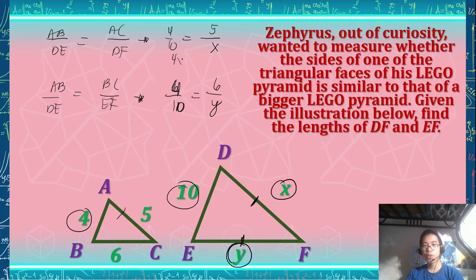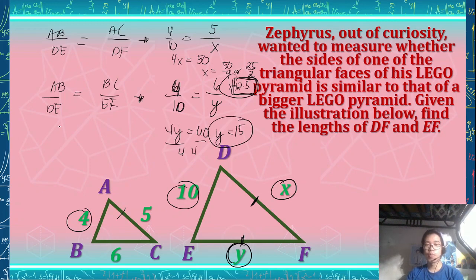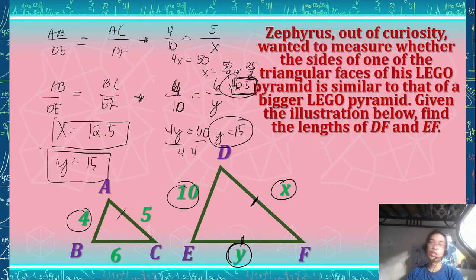So this is going to give us 4x is equal to 50, and therefore x is equal to 50 all over 4, or 25 over 2, or 12.5 for this problem. And the value of y: 4y is equal to 60, dividing both sides by 4, so therefore y is equal to 15. Okay, so we've answered this one. The value of x is equal to 12.5 and the value of y is equal to 15 using ratio and proportion. And that's how we solve this problem.